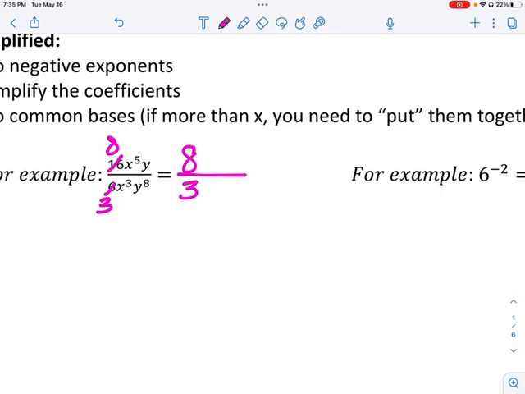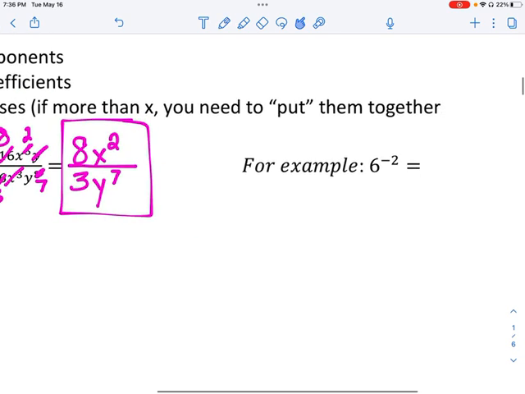Then I look at my x's. I have 3 in the bottom, I have 5 in the top. So those 3 are going to cancel with those 5 and leave x squared in the numerator of the fraction. The second thing, I have 1y in the numerator, I have 8 in the denominator, so that is going to cancel out, and you're going to be left with y to the 7th in the denominator of the fraction.